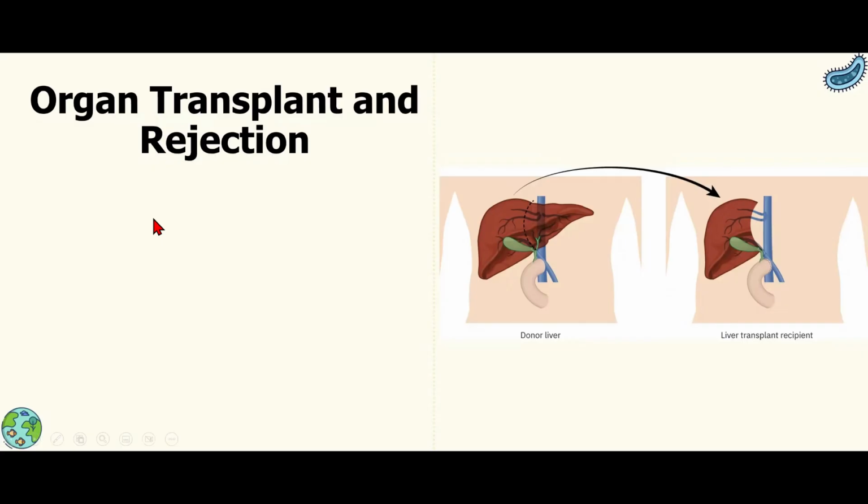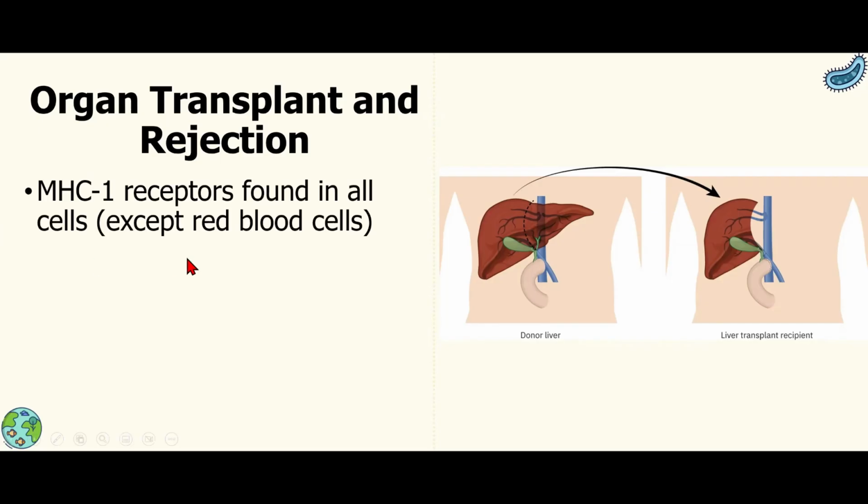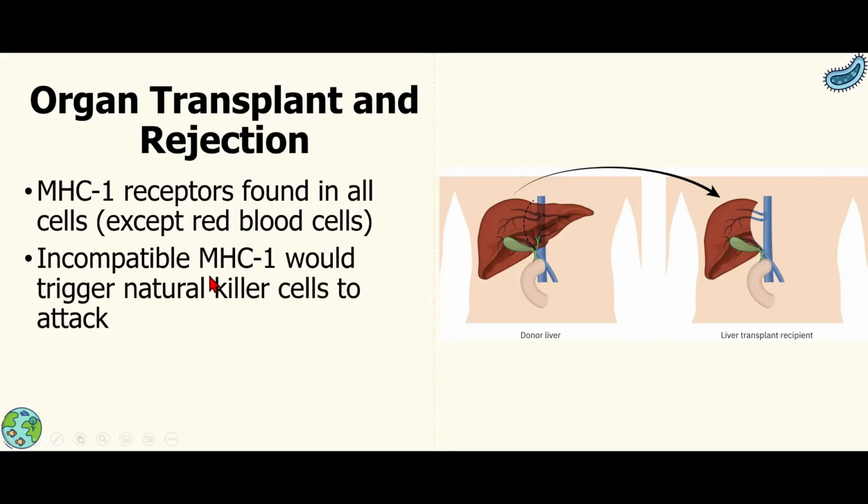And then finally, the last one is organ transplant and organ rejection. This is not necessarily your immune system's fault, but it is something we have to keep in mind when we want to do an organ transplant. All of the cells in your body, except for your red blood cells, have MHC1. We've talked about this several times. Now, if you receive an organ that has an MHC1 that is incompatible with yours, your natural killer cells are going to see it as a foreign MHC1 and then attack.